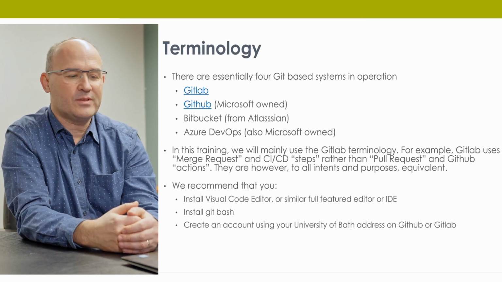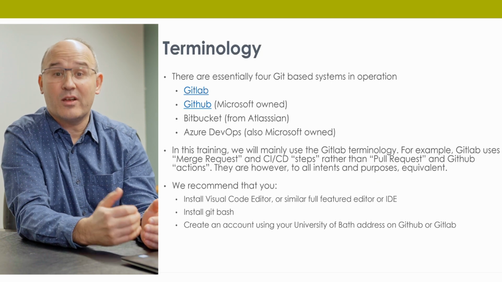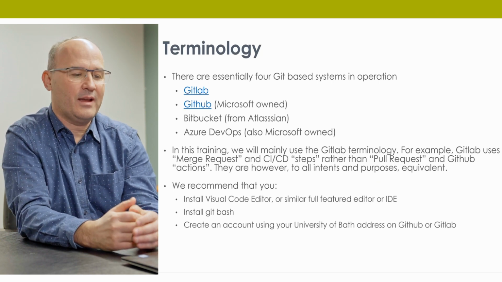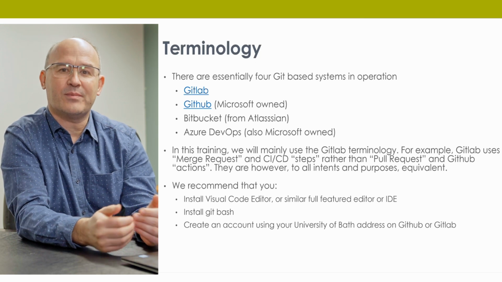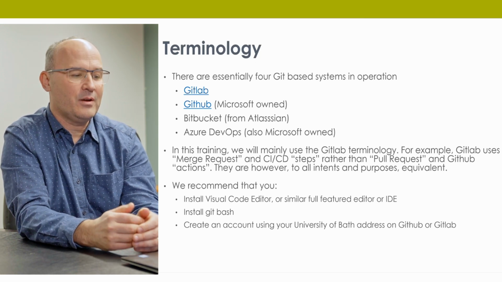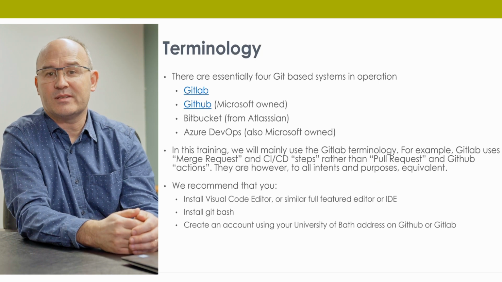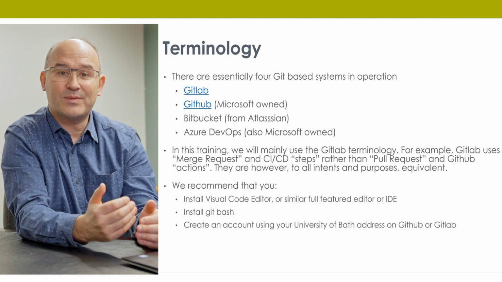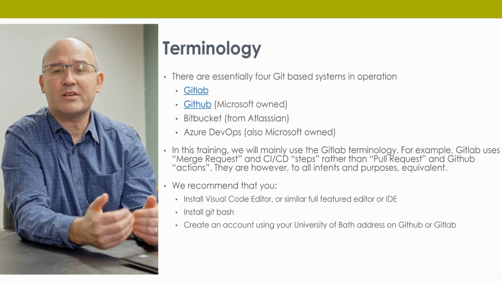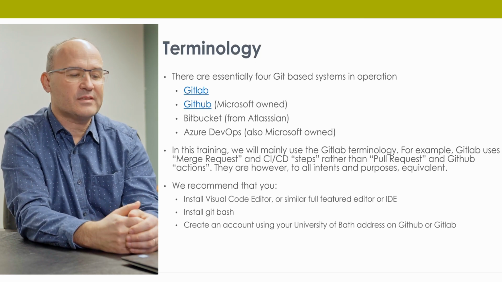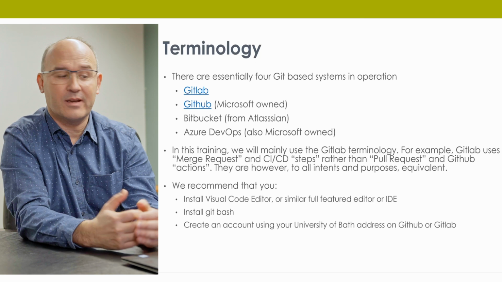However, GitLab uses terms such as merge request, whereas GitHub calls it a pull request, and GitHub Actions are the terminology for steps in a CI/CD pipeline, whereas we would just refer to those as steps in a GitLab CI/CD YAML file in GitLab. So there are some differences, but to all intents and purposes, these terms are equivalent between the systems.